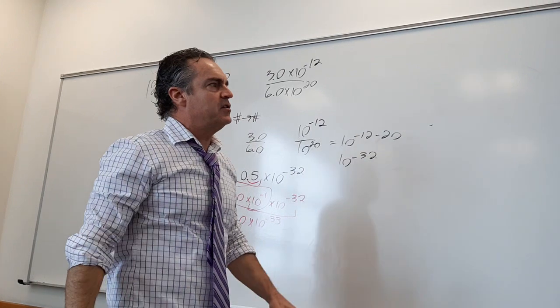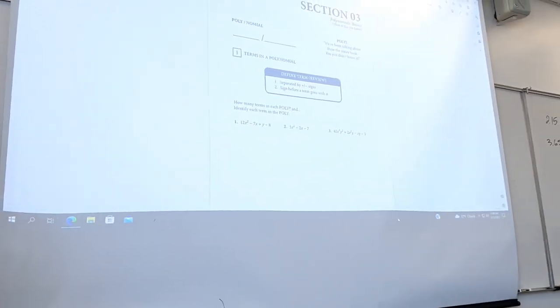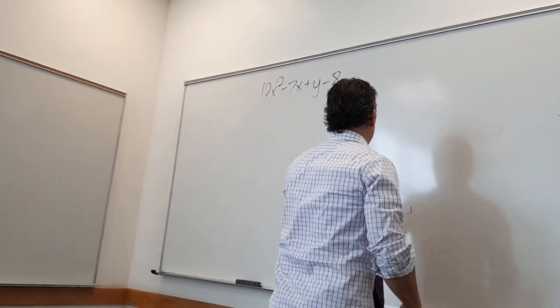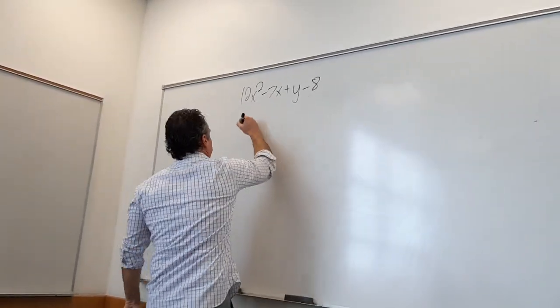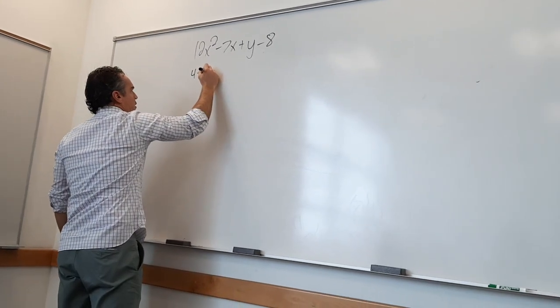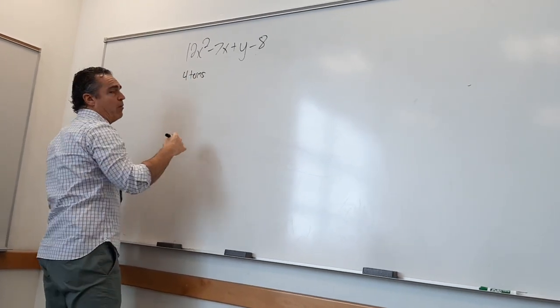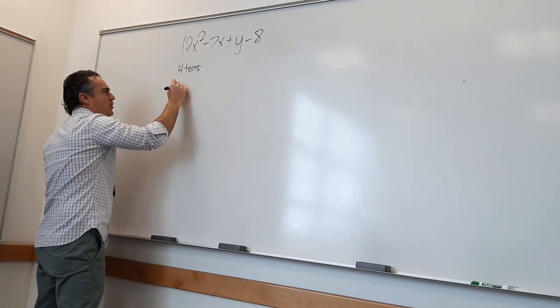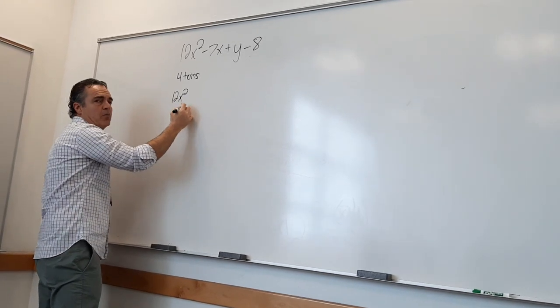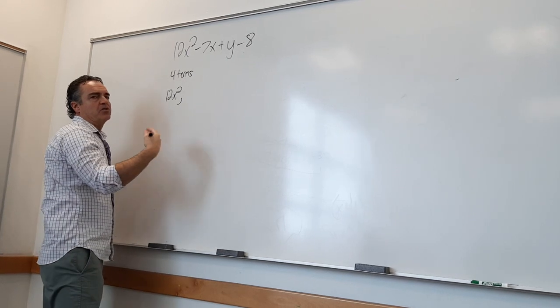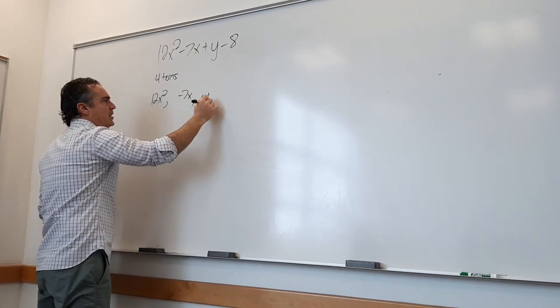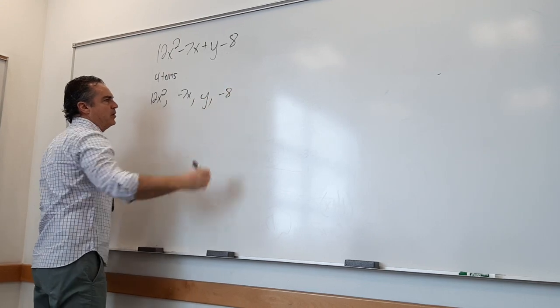So the first question says, how many terms in each polynomial? So how many terms in this polynomial? 1, 2, 3, 4. Very good. There are 4 terms in here. So you're going to write 4 terms. T-E-R-M-S. And then I want you to identify each term. So what's the first term? 12x squared. Very good. And we just put a comma there. What's our next term? Negative 7x. What's our next term? y. And our next term? Negative 8. Very good. Those are all the terms.